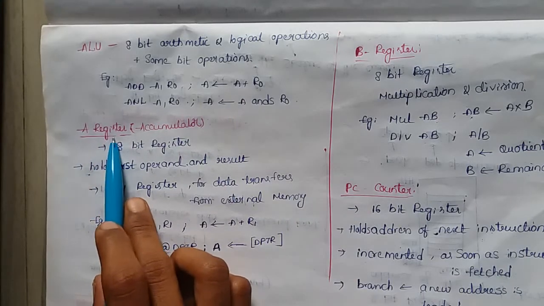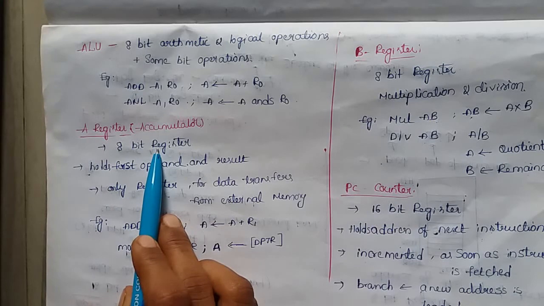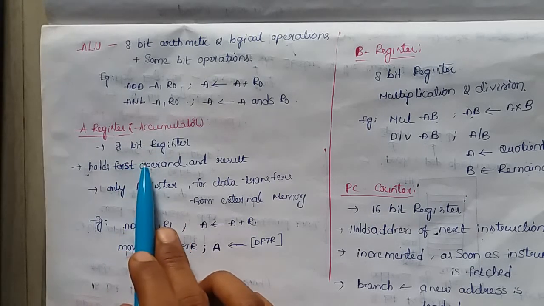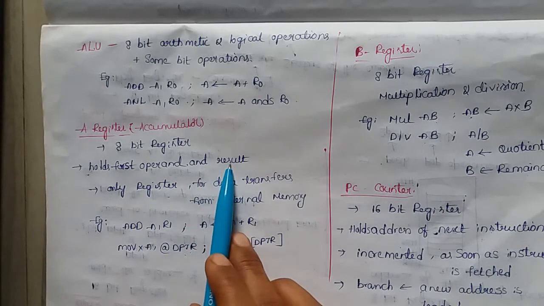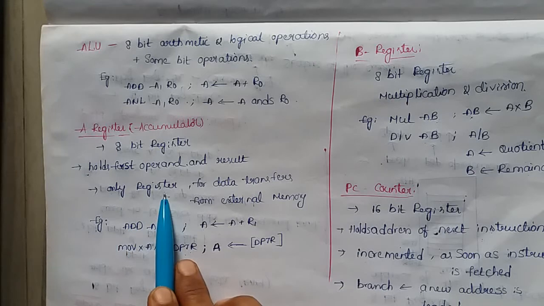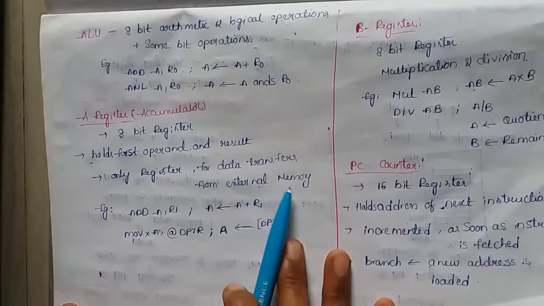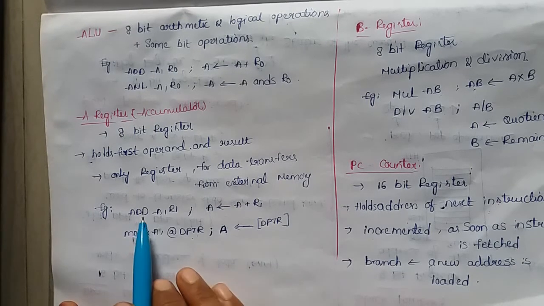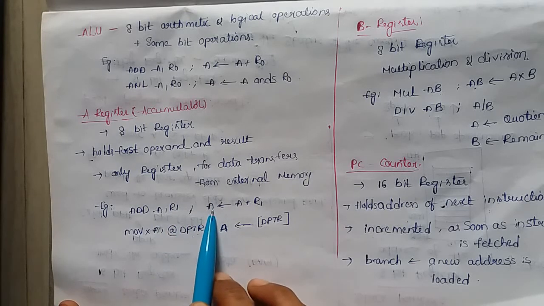The A register, the other name is accumulator. It is an 8-bit register. Generally, in most arithmetic and logical operations, the A register holds the first operand, and the result will be stored into the accumulator only. And moreover, it is the only register to be used for data transfers to and from external memory. Next one, ADD A, R1. Here the contents of both A and R1 are added, and the result will be stored into the A register.